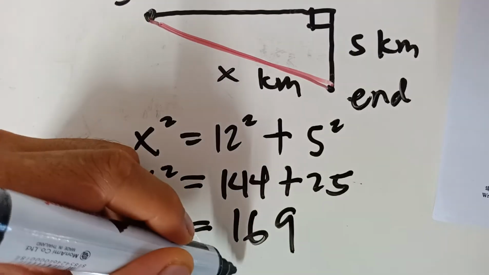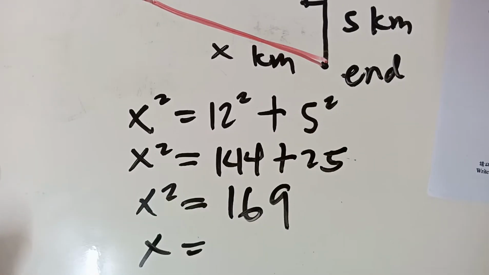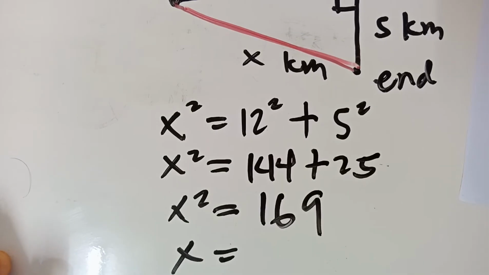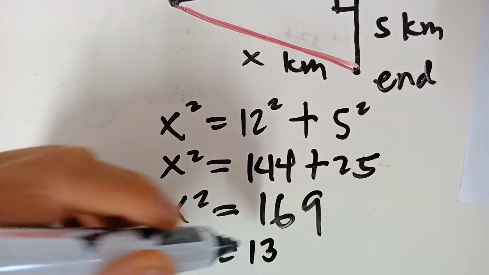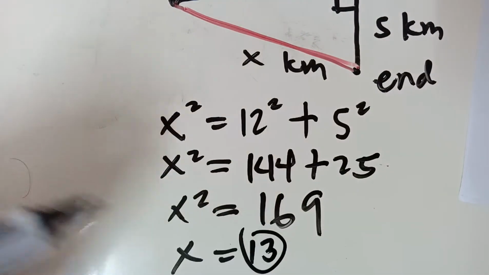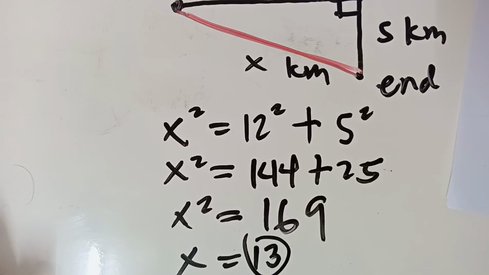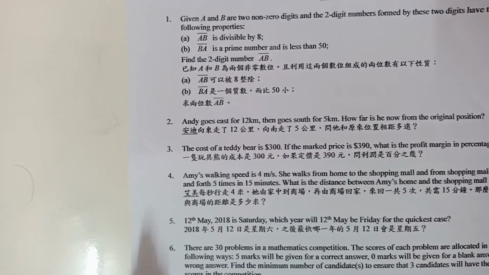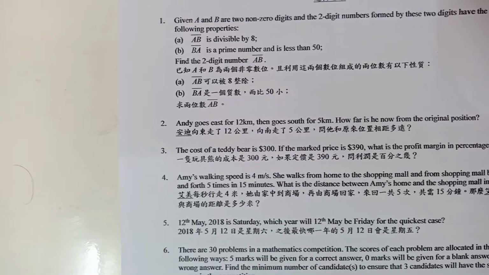x is plus minus 13, but we are looking for the positive answer since it is asking for the distance. So we take the positive square root, which is 13. So that is the answer for this problem. Andy is 13 kilometers from the original position. Okay, that's the answer for problem number 2. Now let's go to the third problem.